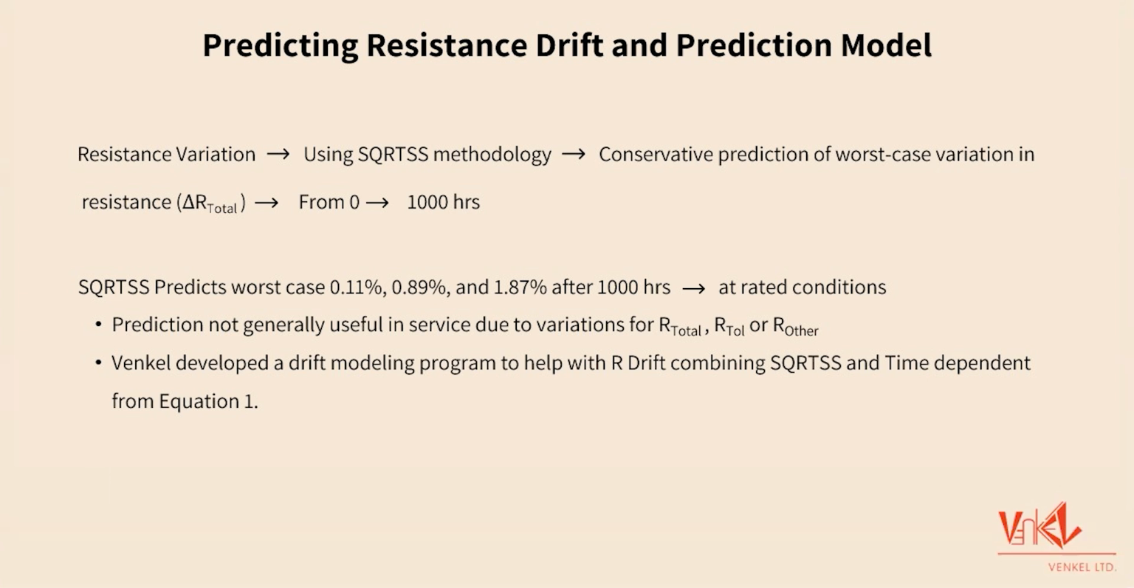While useful in modeling, these predictions may not always align perfectly with in-service conditions due to additional variations like operational environments or unaccounted for factors. The modeling approach combines time-dependent drift factors with equation 1, providing a robust framework for understanding and planning for resistance changes. This methodology is particularly valuable for engineers designing systems with high precision or reliability requirements. The SQRTSS model is a powerful tool for predicting resistance drift, helping engineers make informed decisions about component reliability and ensuring designs can withstand long-term use under rated conditions.